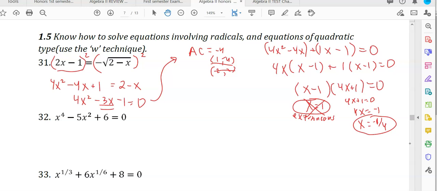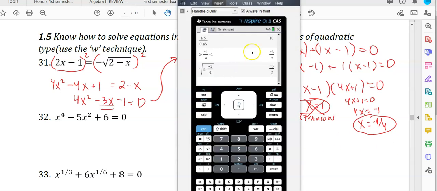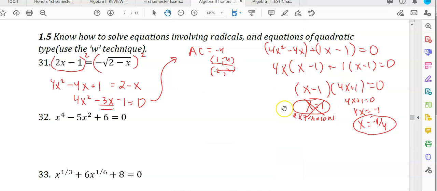If we plug in negative 1/4, let's see, negative 2 times negative 1/4 would be negative 1/2. Minus 1 is negative 3/2 there. Let's just do this. I just typed both sides into the calculator with negative 1/4 plugged in. They both equal negative 3/2. So I think that does work. So this one is a keeper. That is the only answer there. There's only one answer there.